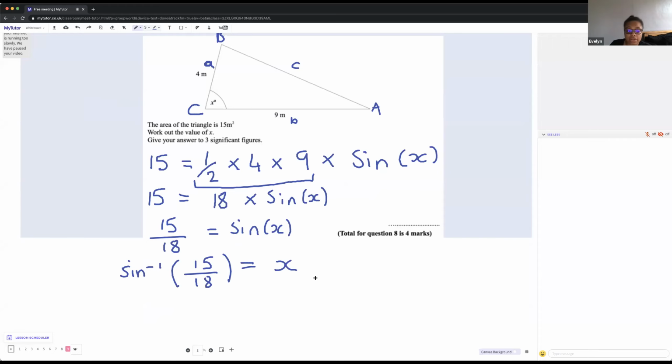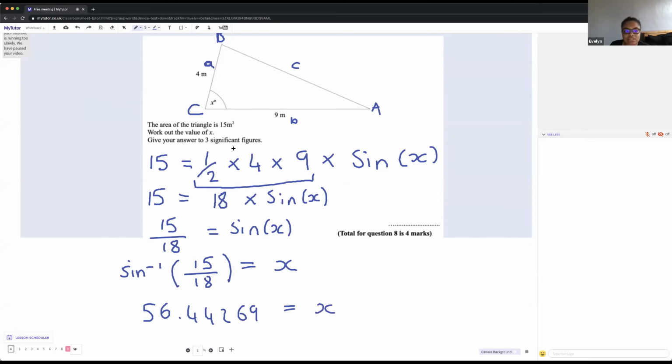Right, and then you use a calculator to work out the rest of it. So inverse of sine of 15 over 18. So you get 56.4429 and it goes on. That's what x is equal to.